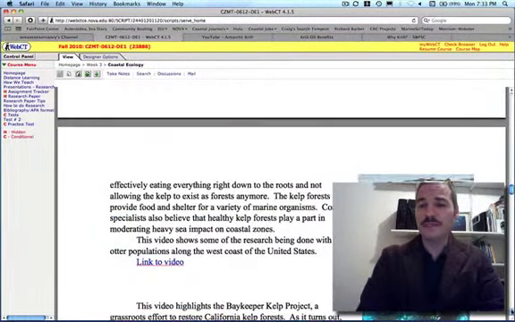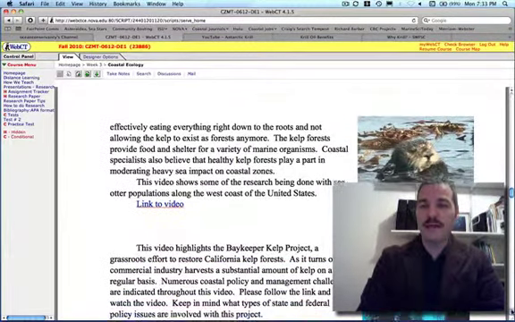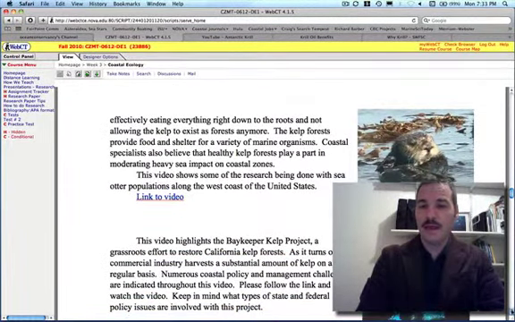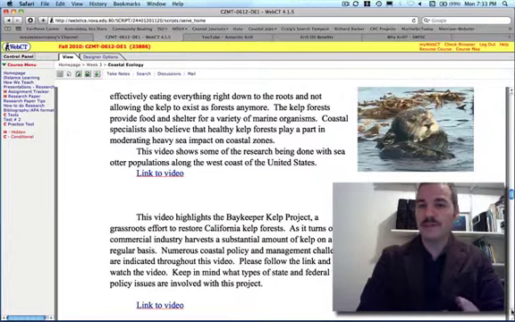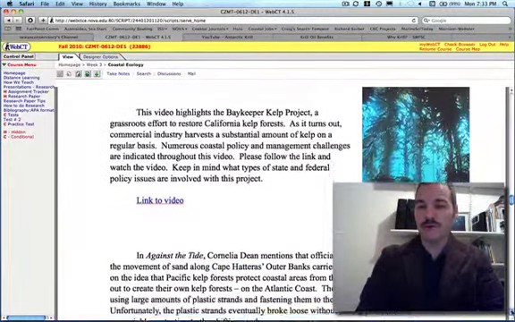Another keystone species that we'll be looking at is the sea otter and what types of threats it's facing, the kelp forests, which it depends on. This particular video highlights a project out there which is helping to restore those kelp forests.